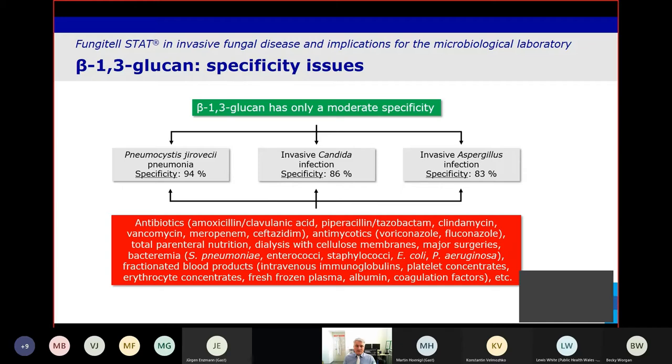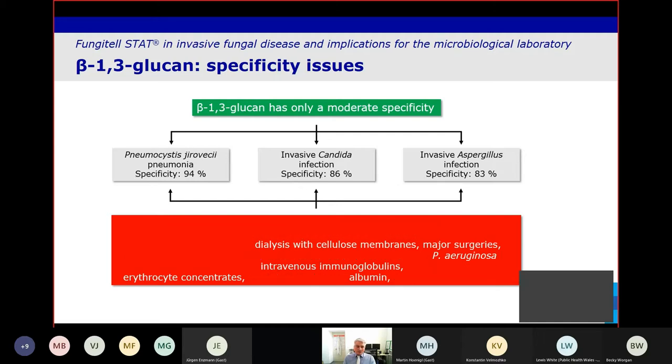It's less good in Candida and Aspergillus infection, around 80 to 85%, I would say. What are the reasons for this moderate specificity? If you look into the literature, you will find numerous explanations and factors that are supposed to lead to elevated BDG levels in the serum. However, most of these factors, like antibiotics, antimycotics, different bacteremias, and fractionated blood products in all kinds of ways, most of the data is just indirect, there is a correlation. So, for example, patients that had piperacillin tazobactam therapy, they had more often elevated BDG levels, but in only very few of them do you have the data that shows a direct causing effect.